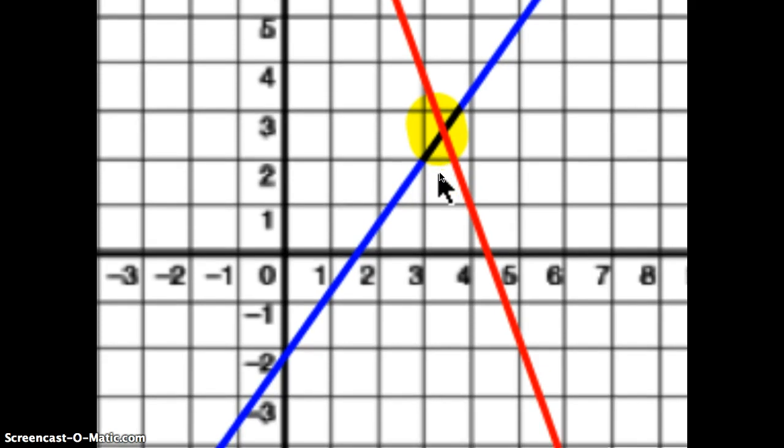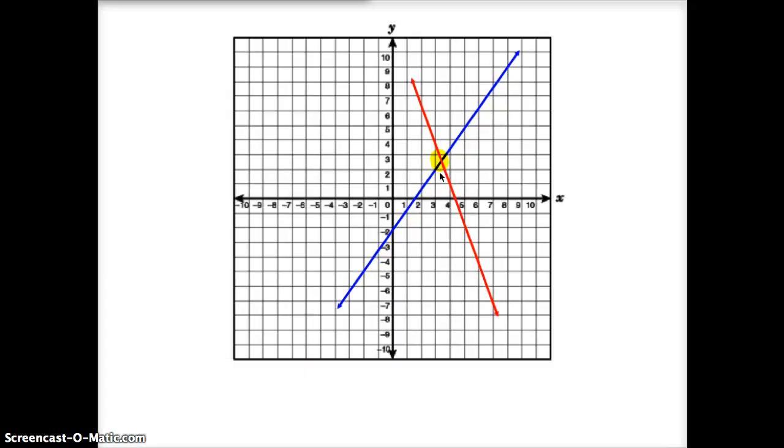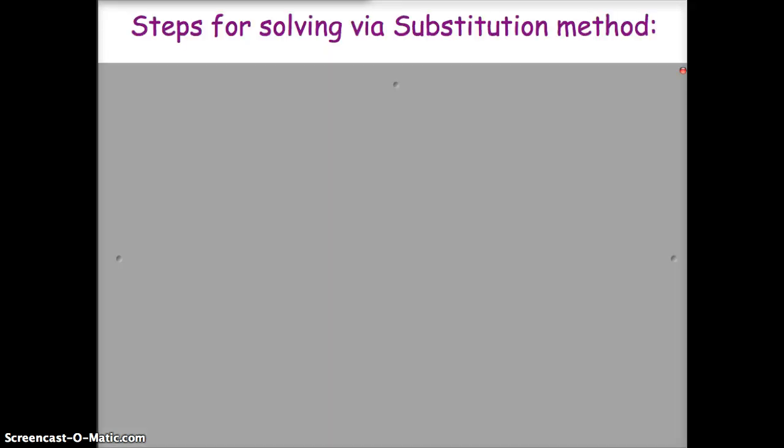But here it's going to be rather difficult. It's not on one of the crosshairs. It looks like it's about 3.5 for x and 2.5 for y, but it could be like 3.627 and 2.5974329. So rather than doing it that way, another option for solving systems of equations is by using the substitution method.